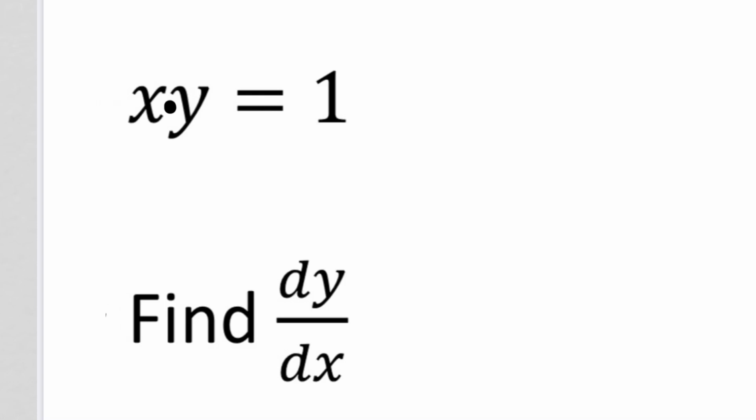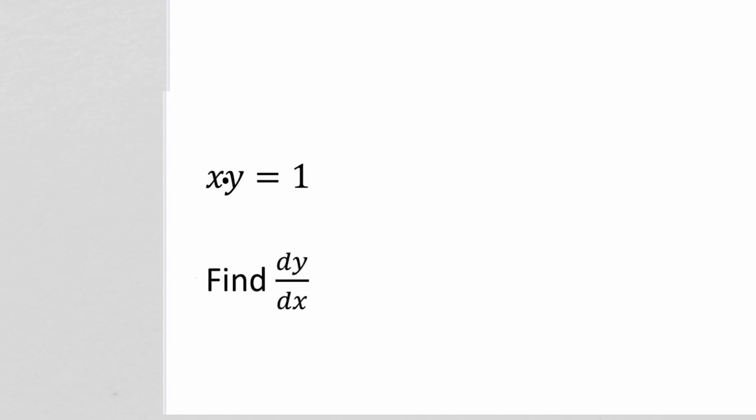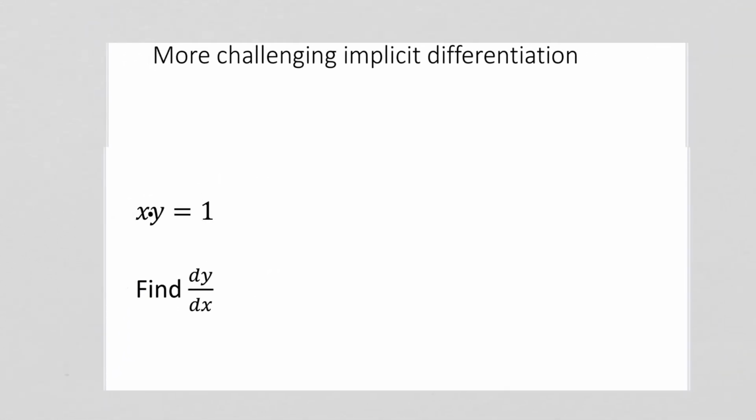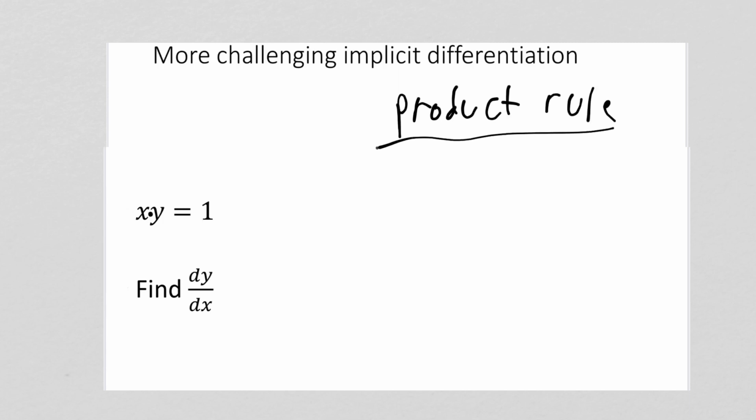Okay, so we have a product of two variables, and we're trying to find dy dx. So this is going to introduce a new rule for derivatives, the product rule. So the idea behind the product rule is we're going to take the derivative with respect to x, and we're doing d dx of this whole thing.